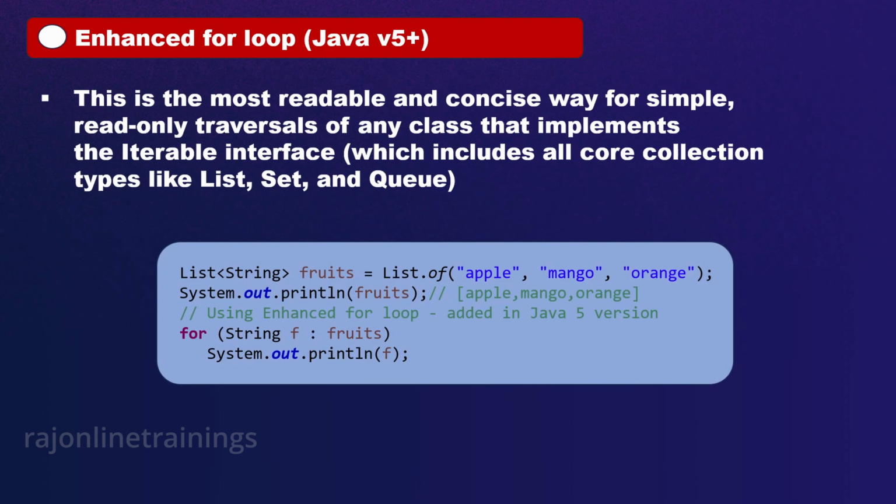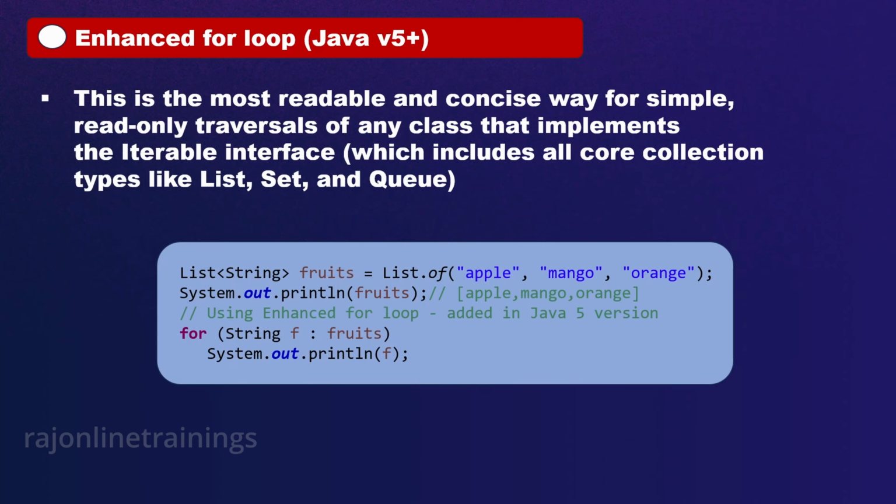As a simple example, if you take a list of fruits and we are adding the fruits apple, mango and orange, how do we traverse the elements using the enhanced for loop? We can simply use the keyword for. Then the type of elements the list contains is String in this one. So we can say for String f colon fruits.